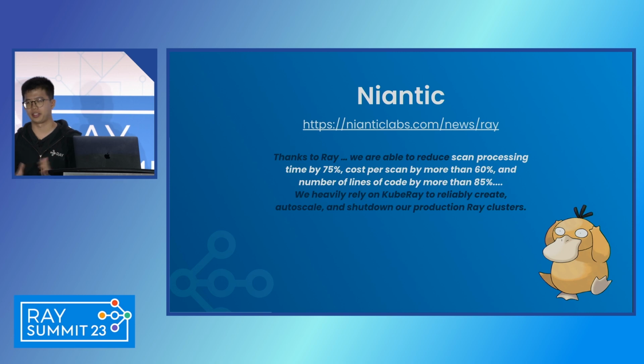And this is user feedback from Niantic. Because I am not sure that it is legal for me to use their logo, I decided to use the Psyduck, which is my favorite Pokemon. Niantic deployed Ray with KubeRay, and they used it for their scan processing, and it saved the cost by 60%, which is very fantastic.